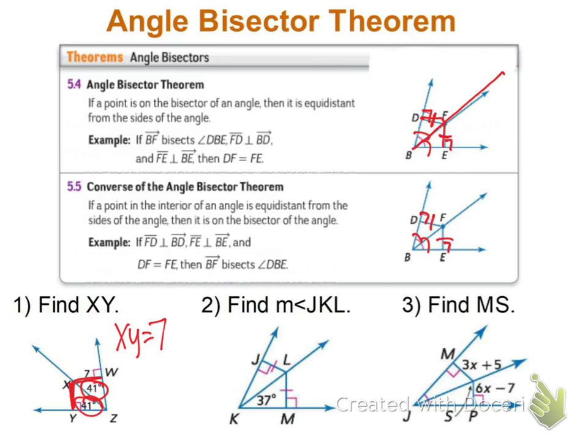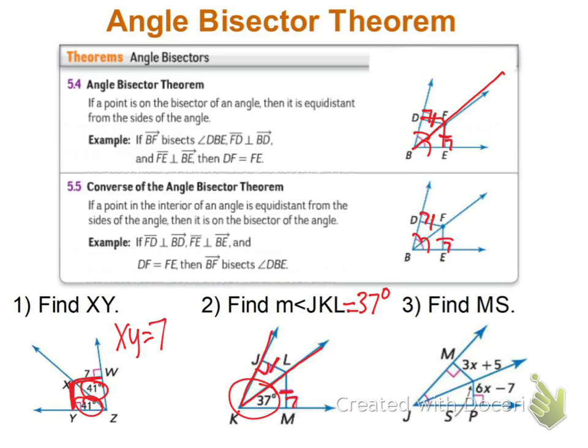Number 2, they want me to find the measure of angle JKL. Notice here, they're showing me that these are equal distances from those sides and they're perpendicular, which means this is an angle bisector. So JKL would be 37 degrees also.